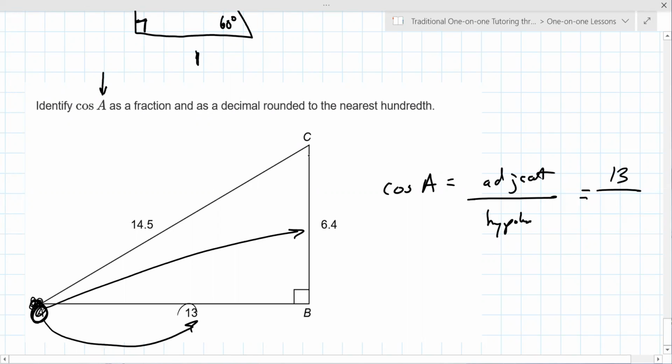So if you're here, now let's say you're up here at C, what's adjacent to C? Is it 6.4 or is it 13? It would be 6.4, because it's next to, okay? And it can't be the hypotenuse, because the hypotenuse is used in this, it's 14.5.